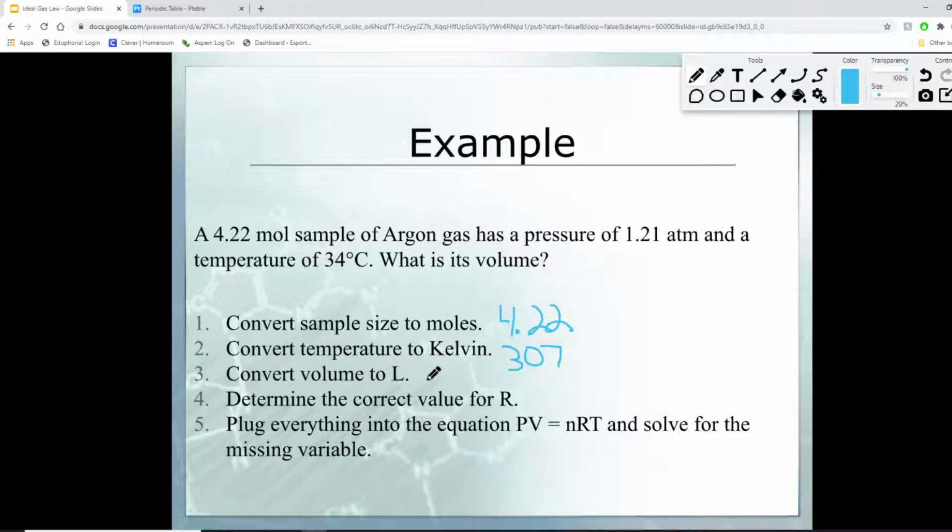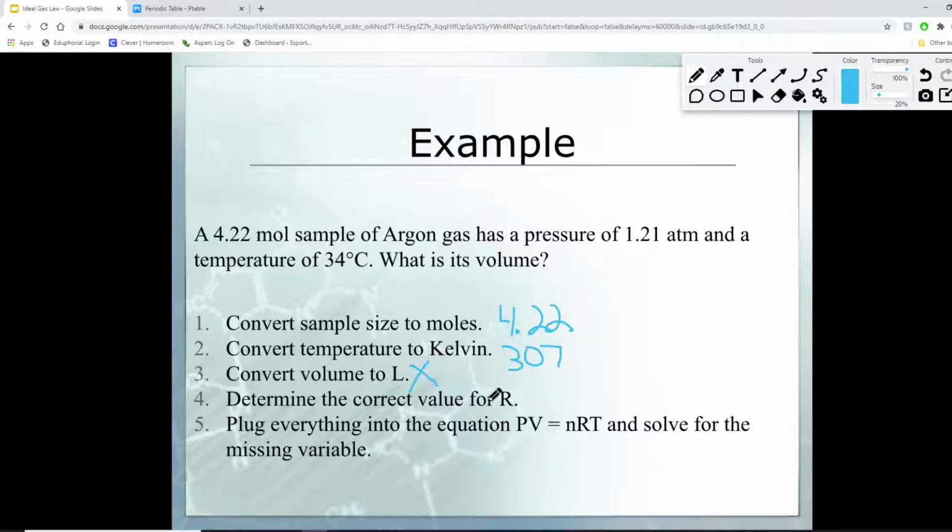Your third thing you're going to want to check is make sure that your volume is in liters. In this problem, it's asking us about the volume, so it doesn't give us a volume, so we don't have to worry about step 3 here, because whatever value for V our equation spits out will be in liters automatically. So don't worry about that.